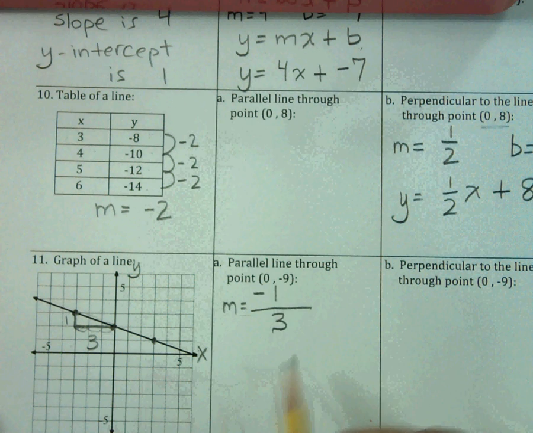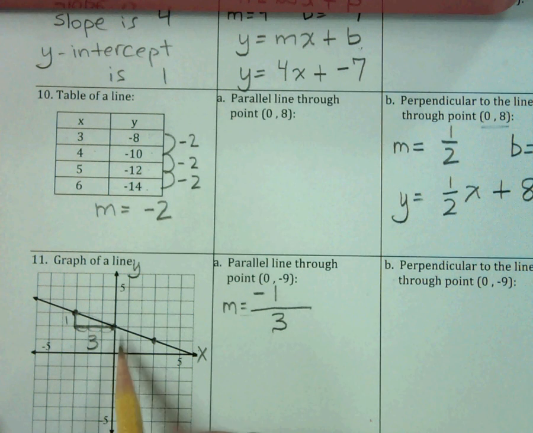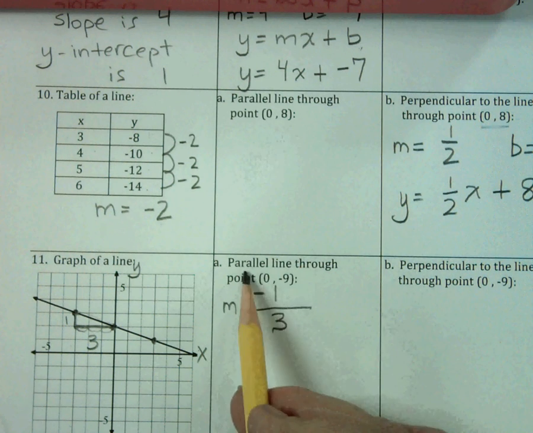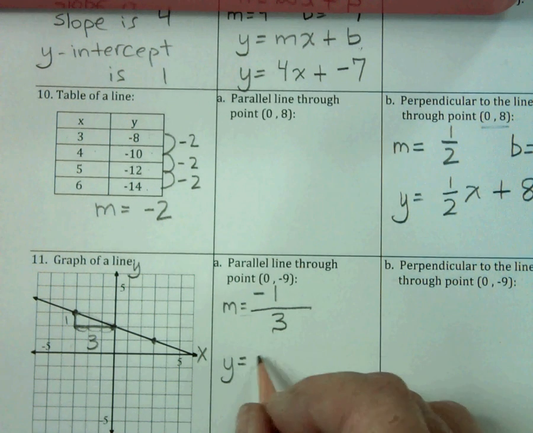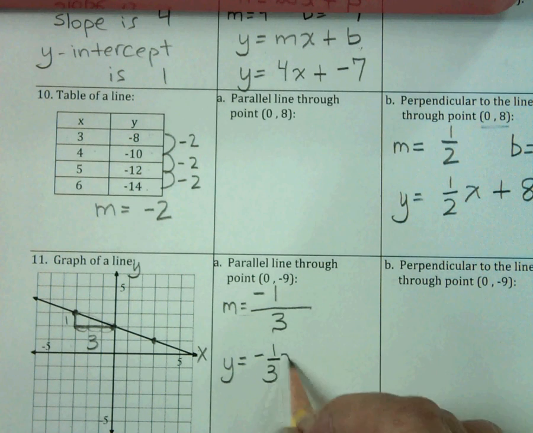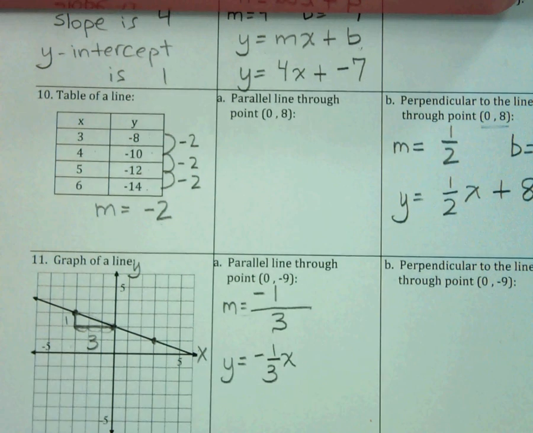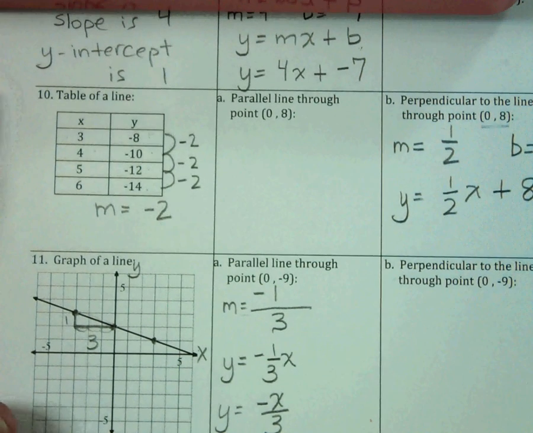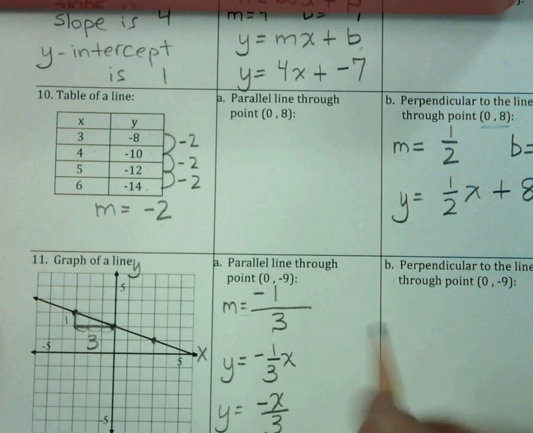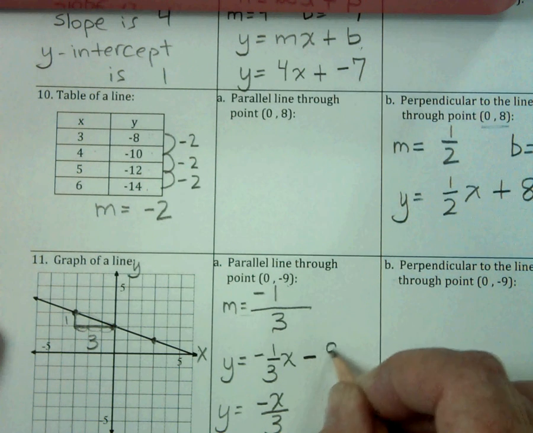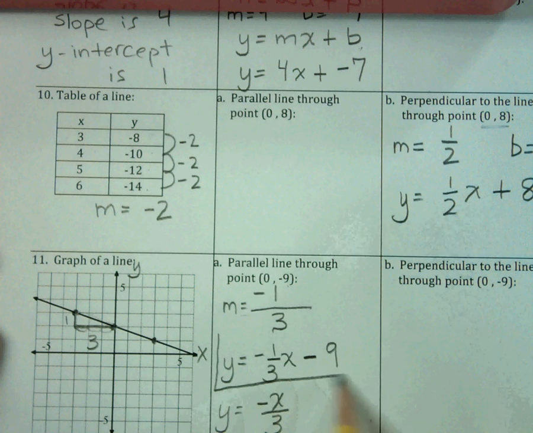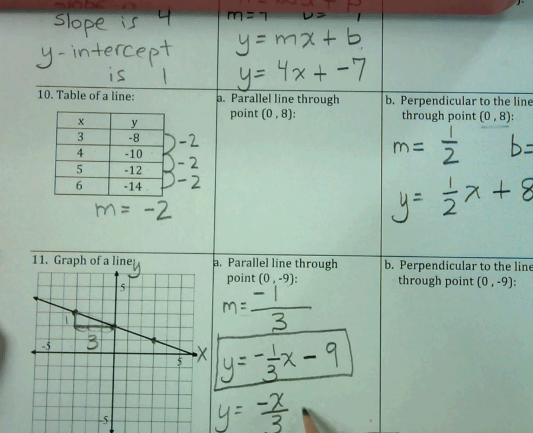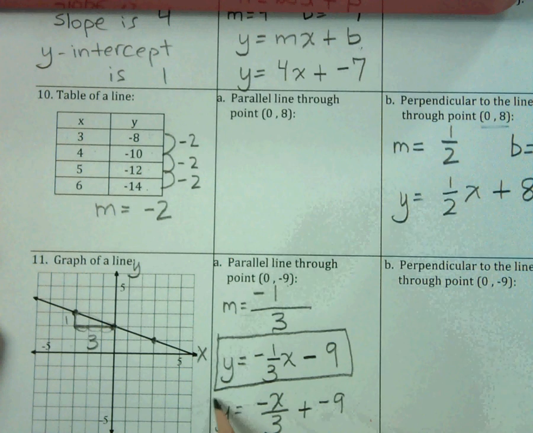Our intercept here was 2, but that's not what we have to do. We have to say, okay, y equals -1/3. And I want you to notice that I'm putting the x right next to the fraction bar, and that's one way of writing it. You could also write -x/3, and you'll see it both ways. So that's my slope. My intercept is -9, which could also be written as adding -9. So these are equivalent.